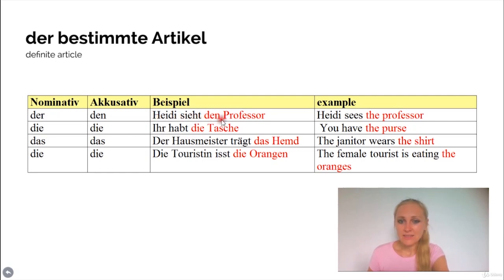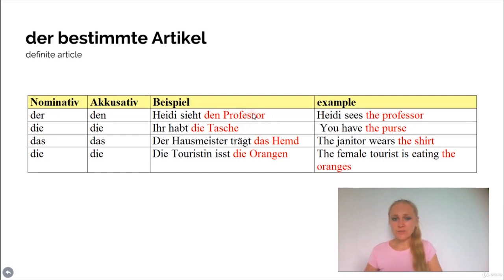Heidi sieht den Professor. It means Heidi sees the professor. So sehen always means literally to see with your eyes in German. It doesn't mean anything else, like in English, where it could mean that she's dating him or whatsoever. In German, it literally just means that you see somebody with your eyes. And here, Heidi is the active part. So she is the subject or the nominative object. She is the one who is seeing, right? And the object that she sees, or the person she's seeing, is the professor. So here, the professor is the accusative object.